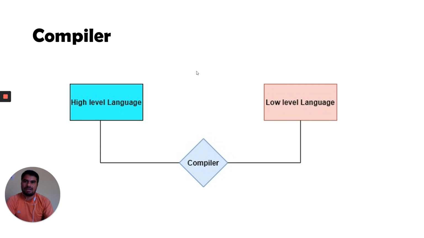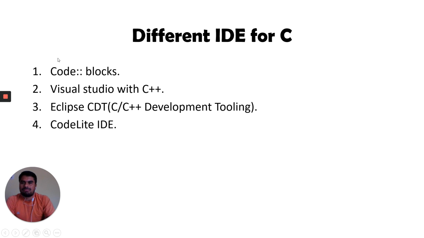So as I said, high level language is converted into lower level language using a compiler. Compilation will take place, and a high level language like C will be compiled to the low level language. When I say low level language, it is nothing but the machine level language. Here I have specified a few IDEs. You can go through these: Code::Blocks, Visual Studio with C++, Eclipse CDT, CodeLite IDE. These are the IDEs where you can write the program and execute it. These are a few different IDEs. Still many more are there. You can go through them.